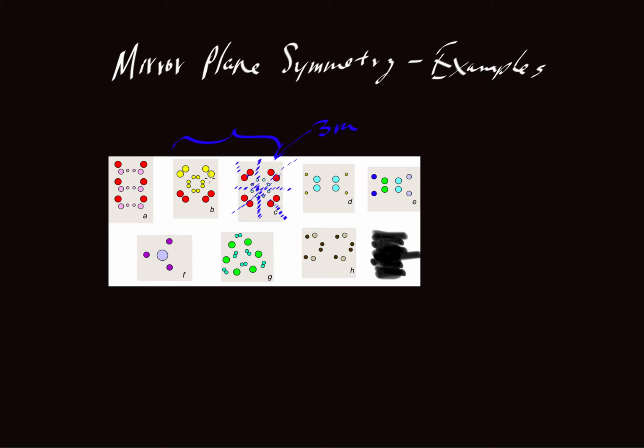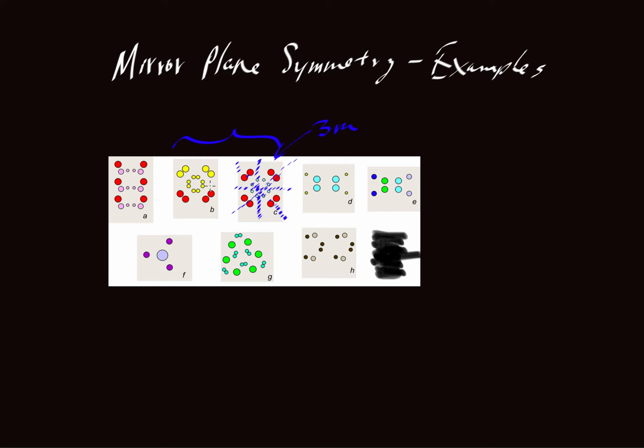But take a look at this arrangement over here. The arrangement is very similar, but the yellow atoms and the red atoms are of a different type. So maybe yellow is iron and red is cobalt. It doesn't really matter what they are. If they're different atoms with different properties or different types of bonding, then we're going to have a break in the symmetry where we can no longer draw, let's say, a horizontal line.